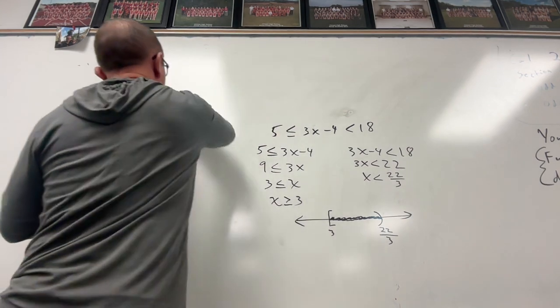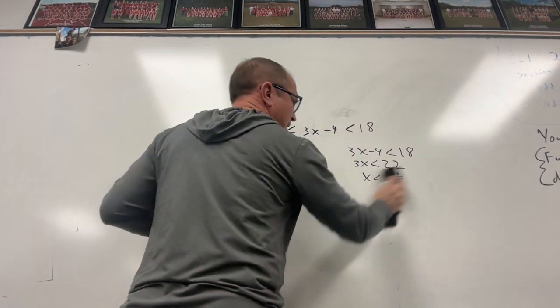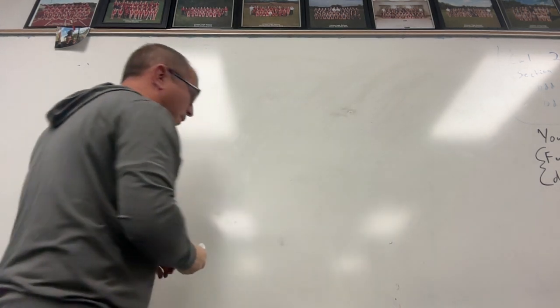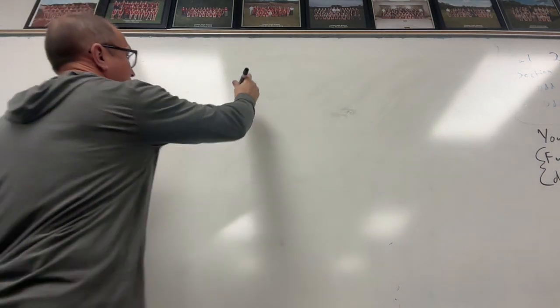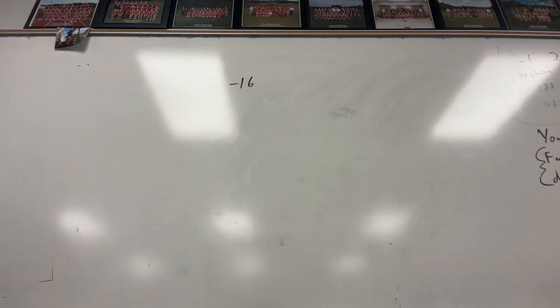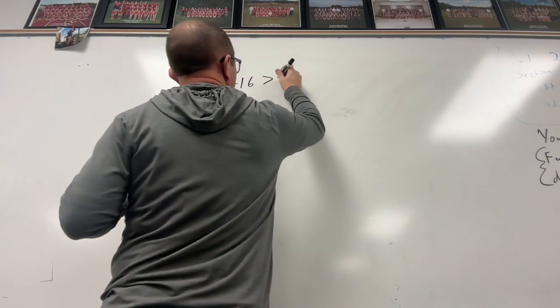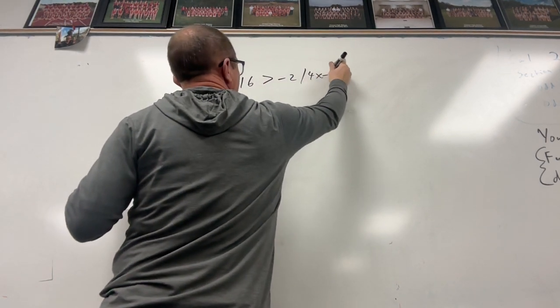Now the next problem is absolute value inequality. In an absolute value inequality problem, we're going to work a lot like we would work a compound inequality problem. So I've got negative 16 is greater than negative 2 times the absolute value of 4x minus 5.